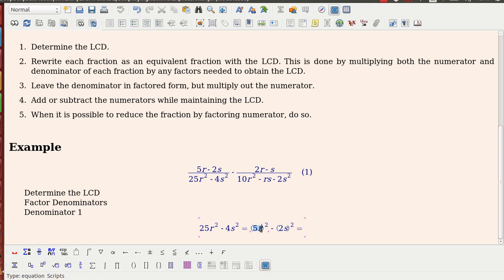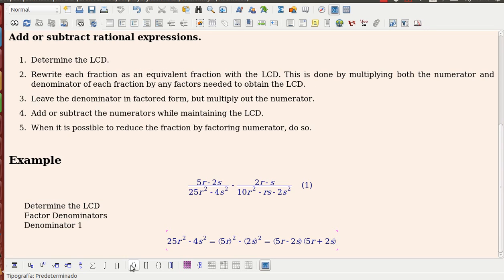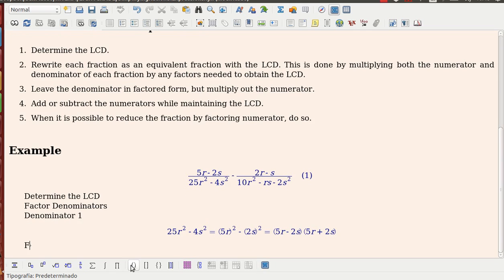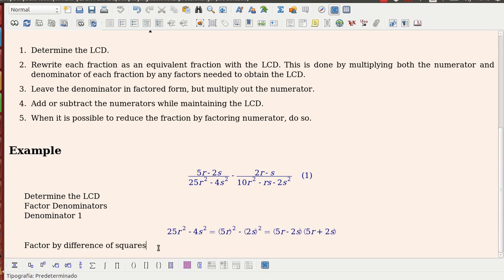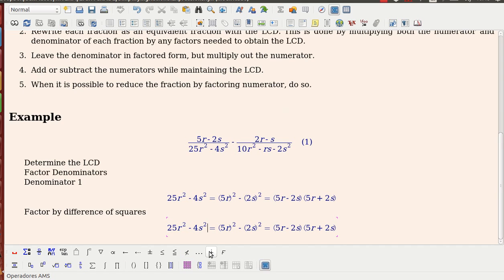A will be 5r and B is 2s. Applying the equation of difference of squares, we get 5r minus 2s, times 5r plus 2s. Let's write the answer of factoring.